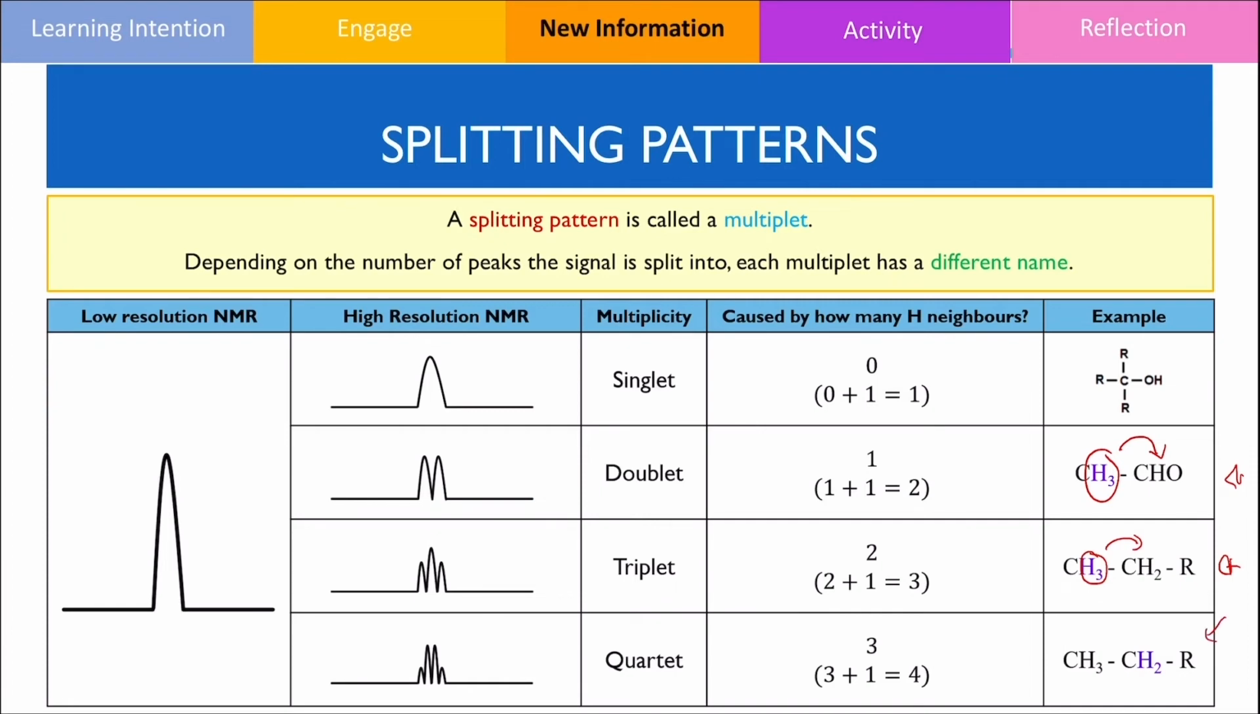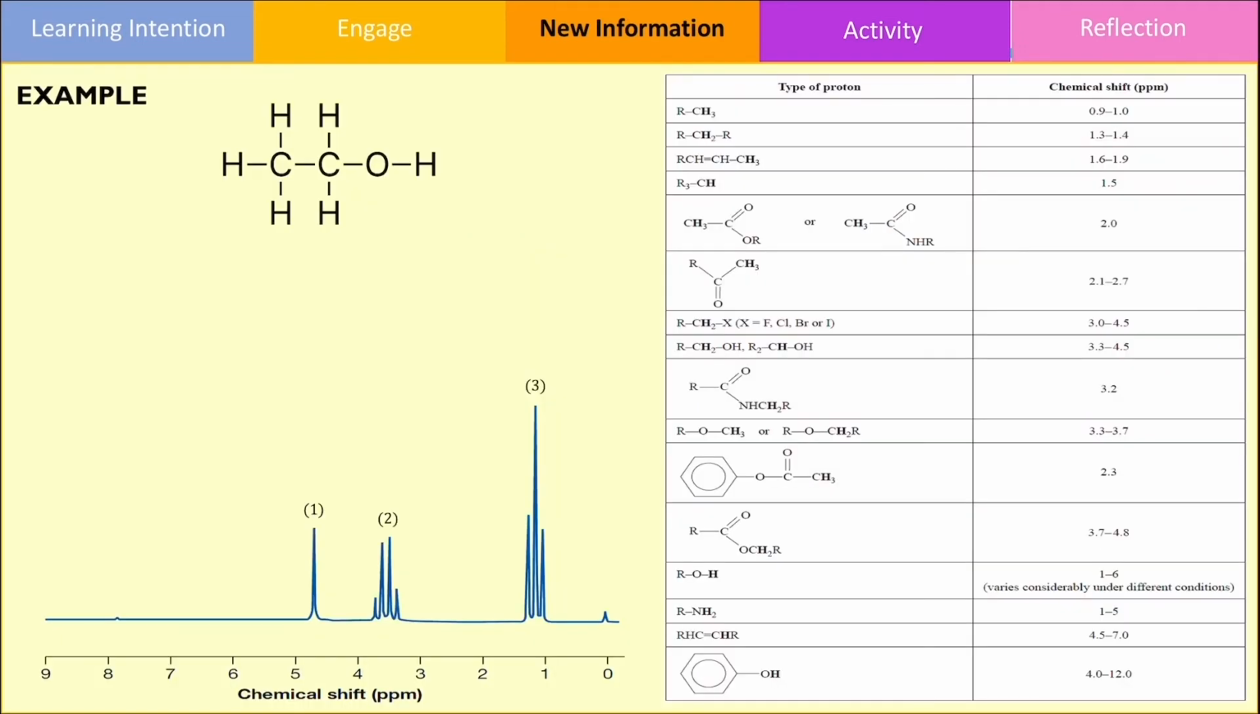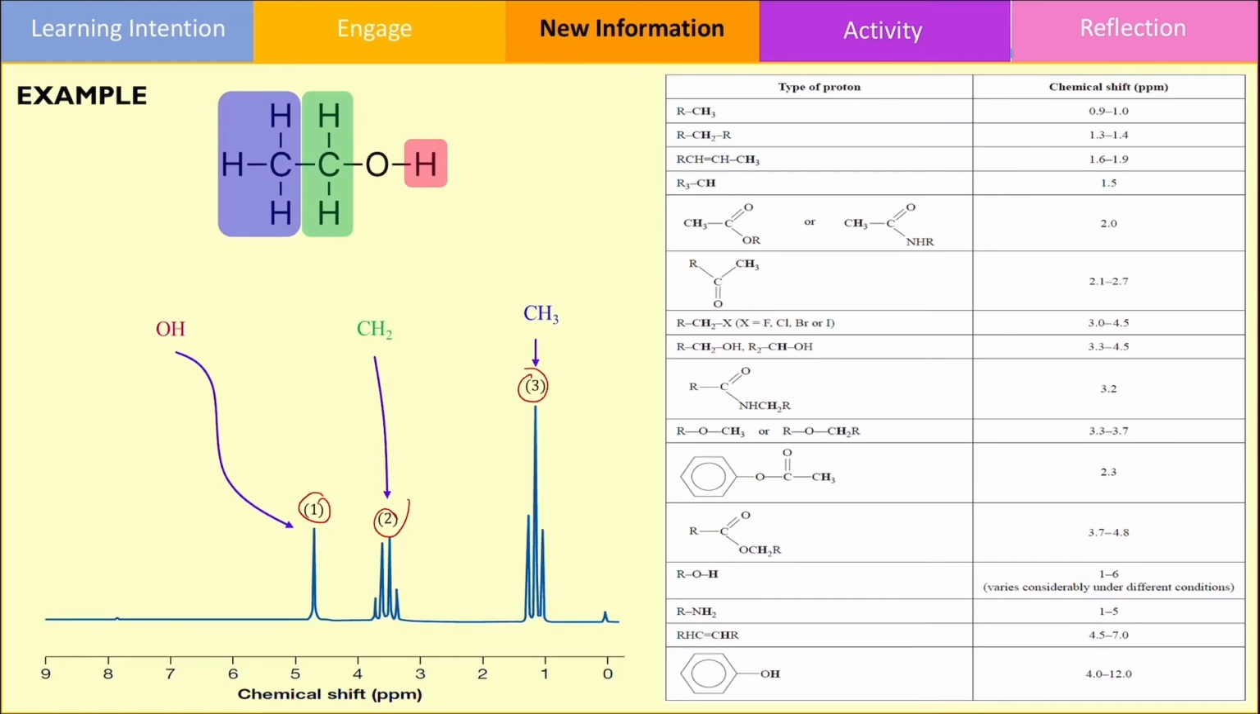Let's now look at some legitimate examples using high resolution HNMR spectroscopy. On this slide, I've got a high resolution HNMR spectrum of ethanol. By now, you should be able to see that there are 3 unique hydrogen environments, which is why you've got 3 signals. Because we are given the areas for each of these signals, I can tell that the hydrogen on the hydroxyl group causes the signal on the left, the hydrogens in the CH2 group cause the peak in the middle, and the hydrogens in the methyl group cause the signal on the right hand side.